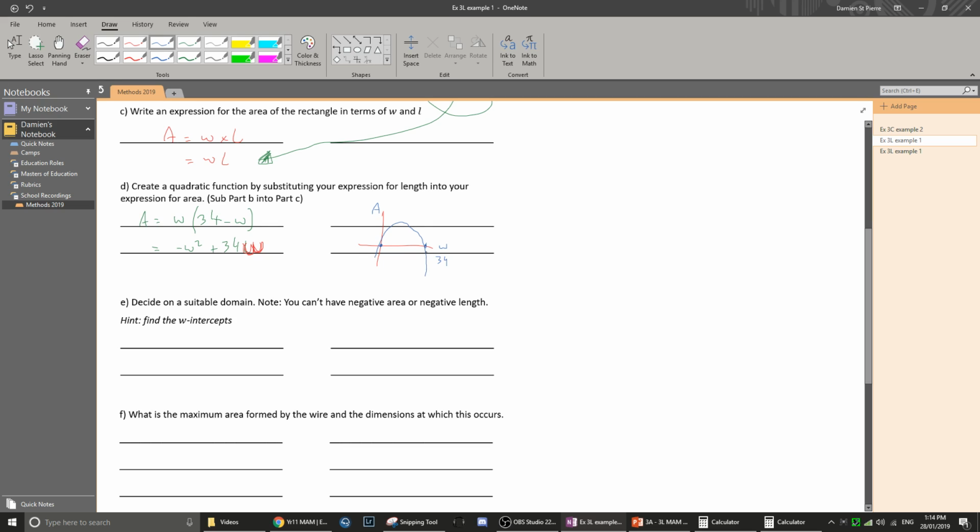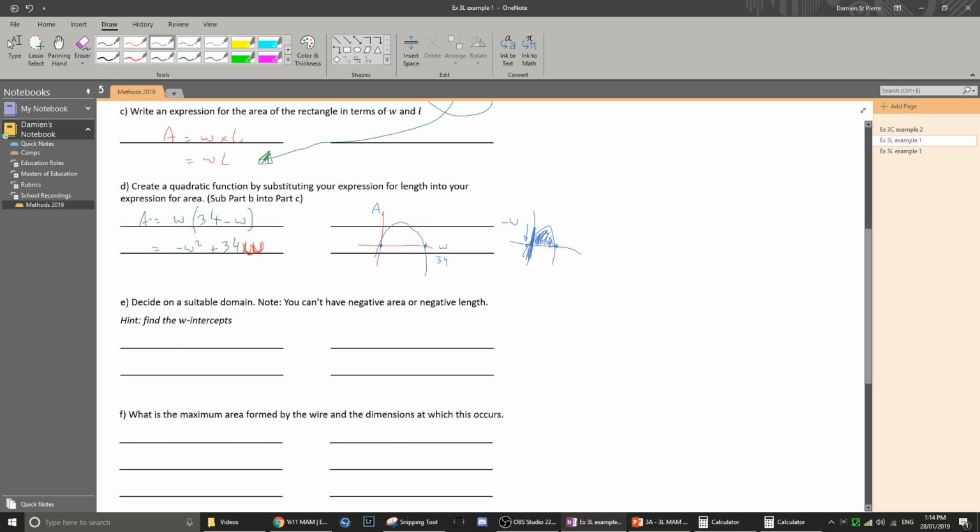Even if we didn't know these 2 points, if we just went with it's a negative W squared, we know it's going to be a parabola this way. So the only possible values are when the area is positive, so up here. And if you did have something like this, you would cut it off here because we can't have a negative W. You can't have a negative width for a shape. So this would be our possible domain.